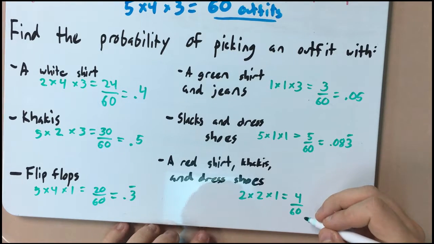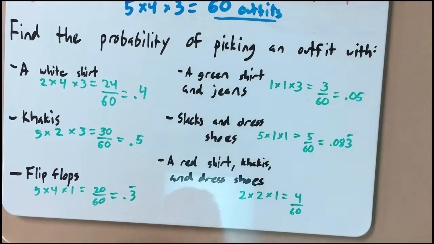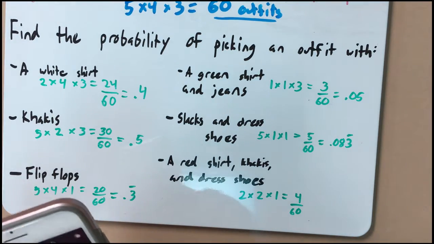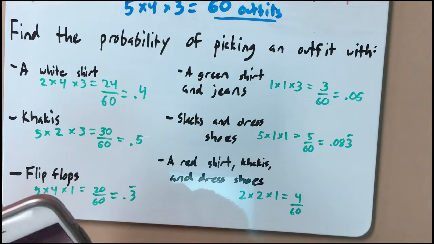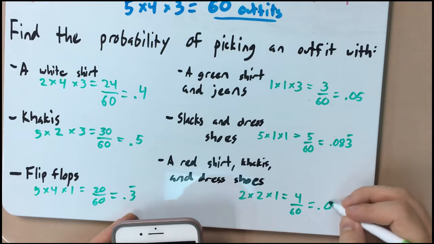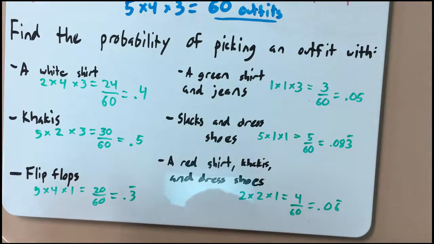out of 60. And I will actually need my calculator for this one. 4 divided by 60 will give a decimal value of 0.0 and then 6 repeating.